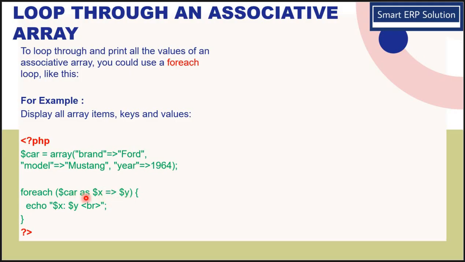$x => $y. Echo $x colon $y within the double quotation. If you want to print every item in a new line, you need to use the br keyword. If you save and run this program, you get the output. X is used as a key to display the key, and Y is used to display the value. X colon Y. So brand equals Ford, model equals Mustang, and year equals 1964.